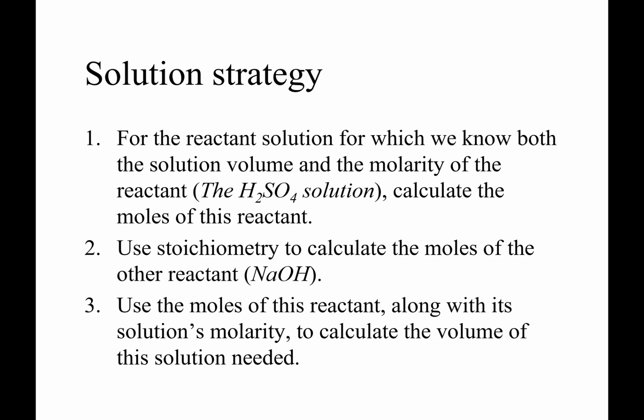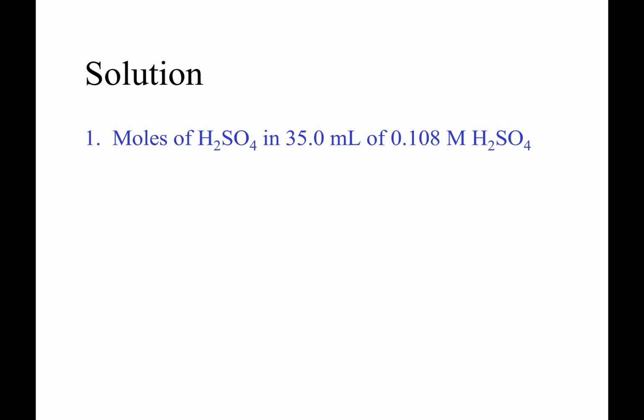What these problems have in common is that you have enough information about something to get to moles, and then you just let it roll from there. So the first thing is we need to get to moles of H2SO4 from our molarity and our volume. There's a few ways to work this, but I'm going to make 35.0 milliliters my first term. And then I'm going to use molarity as a conversion factor. Keep in mind what that 0.108 M means: 0.108 moles of H2SO4 per 1 liter of solution.